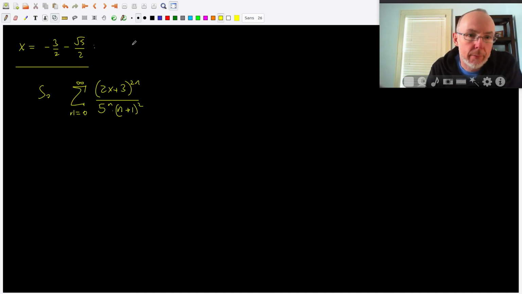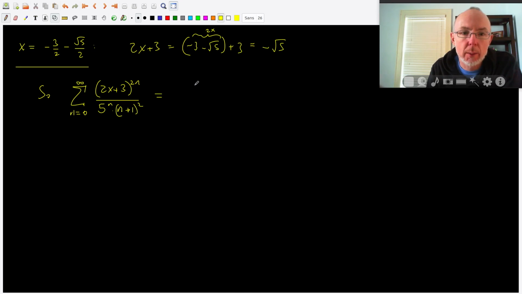On the left, when we calculate 2x plus 3, we're going to get minus 3 minus the square root of 5 again, and then we're going to add 3. So that's our 2x, right? And then the 3's cancel, and we're left with minus the square root of 5. So when we plug that result in to find out what the series looks like, we end up with this whole thing being minus the square root of 5, and minus the square root of 5 to the power of 2n, divided by 5 to the n, and n plus 1 all squared.